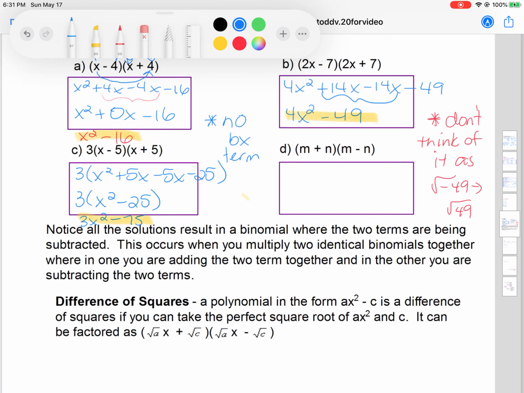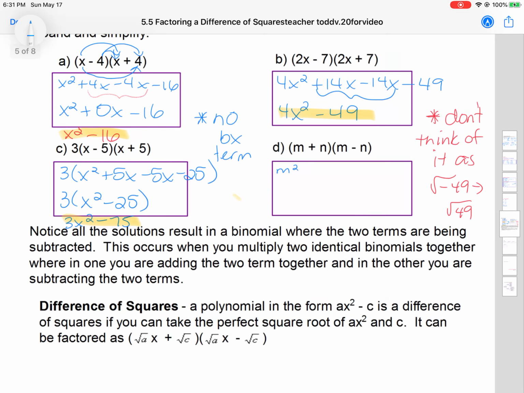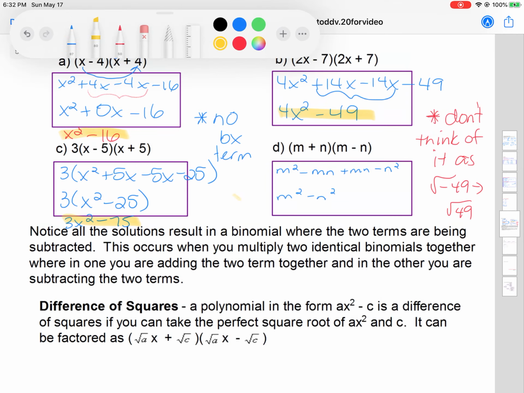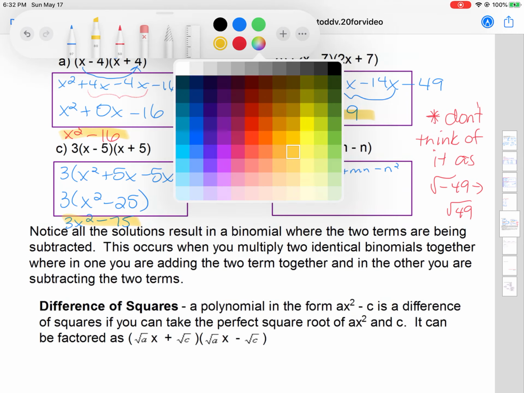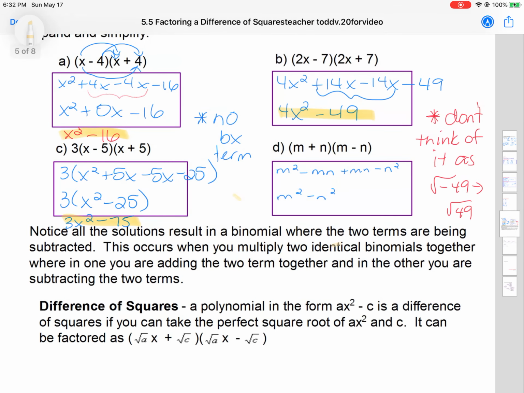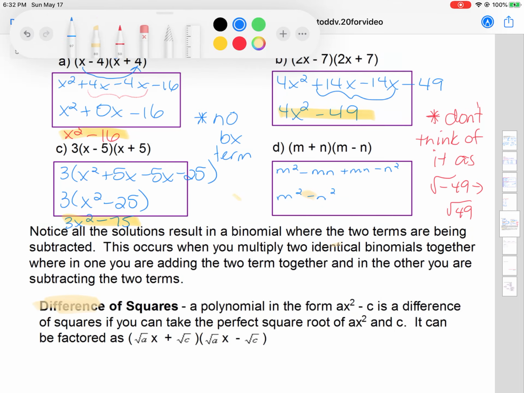Okay, so let's do one with letters to get sort of a general idea. So m squared minus mn plus mn minus n squared. So these two cancel out in the middle here. And you have two squared terms in a difference, right? It was called a difference. Let me see if I can pick a different color here. Difference means subtracting.